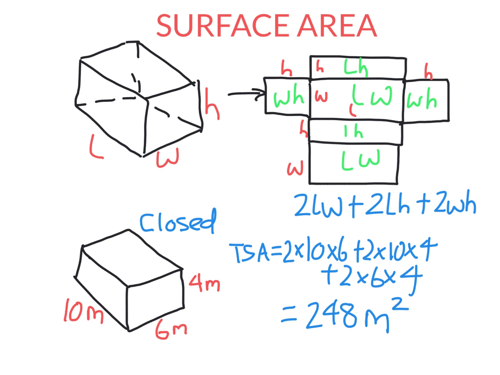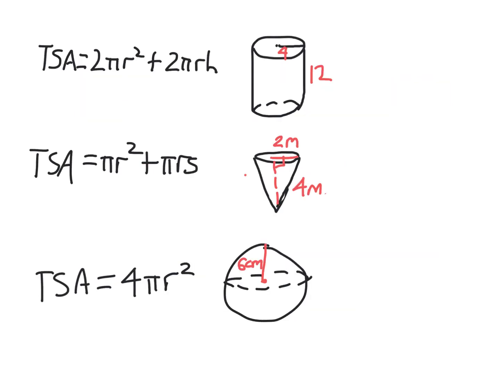All right, let's now look at finding the surface area of some other shapes. So let's find the surface area of each of these 3 shapes. Now I'm going to assume all 3 of these shapes are closed, so they have all their surfaces. So here we have a cylinder. So if I were to draw the net of a cylinder, it'd actually be a rectangle and 2 circles.